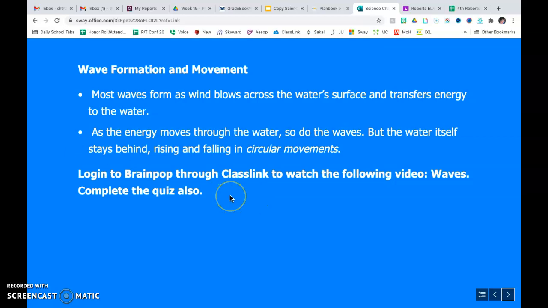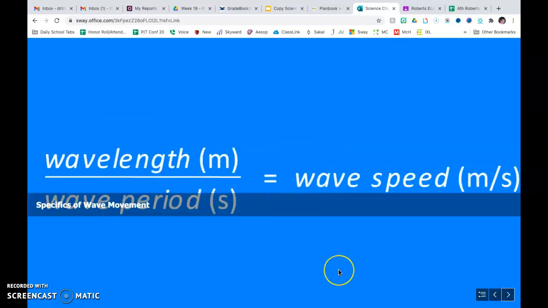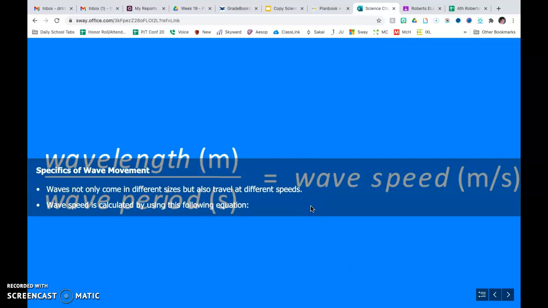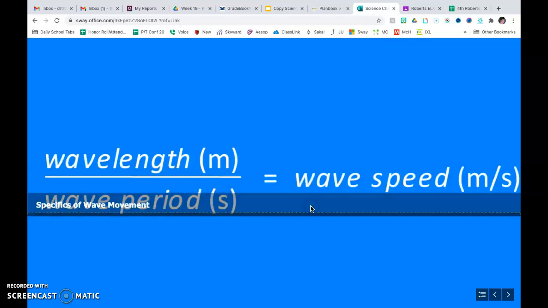And when you watch this Brain Pop on waves, it will show you this, and that will become clearer to you. So please go back and watch the Brain Pop and do the quiz. Okay, we can measure this. Wave speed is equal to the wave length divided by the wave period. We know that waves not only come in different sizes, they also travel at different speeds, and this is how we can calculate that movement.